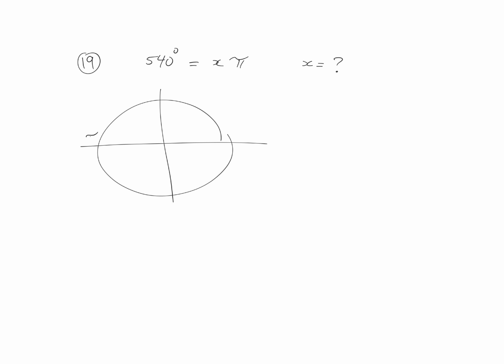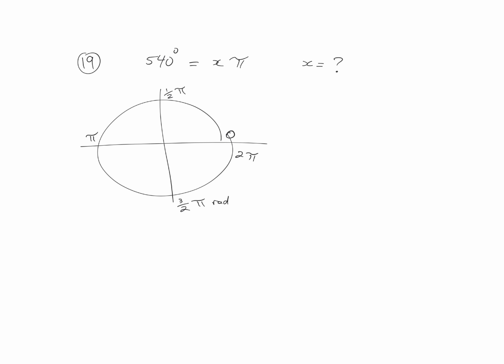Number 19 tells us that an angle measure of 540 degrees was written in radians as x pi. What is x? Well, one way to do it is to know that when you have a circle, this is pi radians over here. This is 2 pi radians when you get back to the start. We started at 0 radians. This here is 1/2 pi radians, and this is 3/2 pi radians.